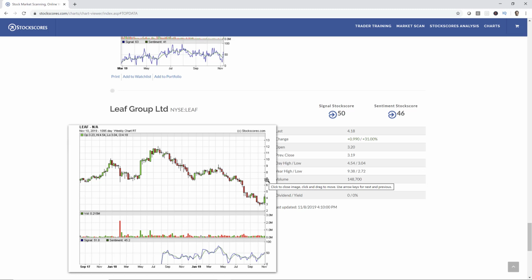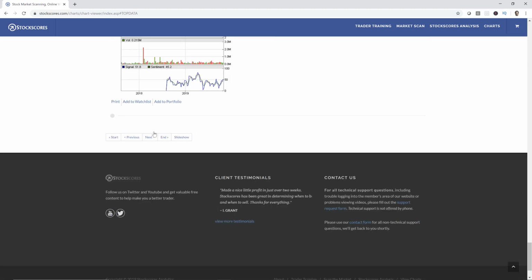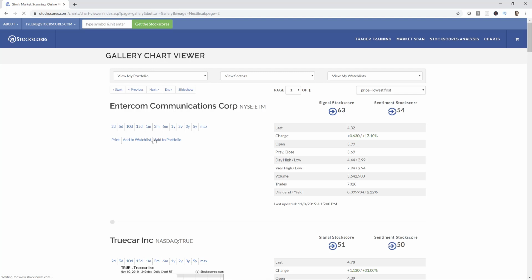I do think it could get up into that $5.50, $6 range, but I just don't feel like that's enough upside for the risk. No problem. We can continue along and see if there's any other opportunities. Just going to get the next page of the results coming up here.